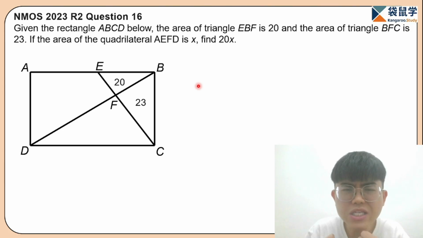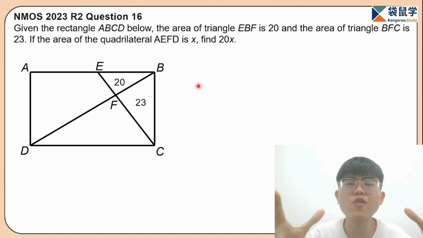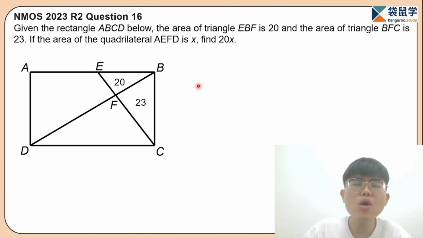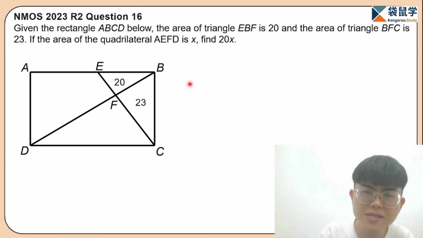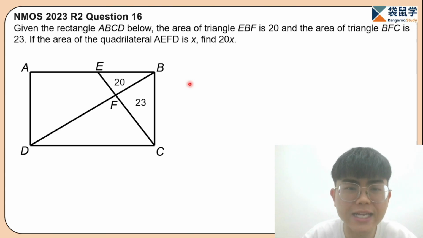You can see that in this question, we want to find the area of a quadrilateral. But we are not given any length, so we are not able to calculate it. We just have the area of these two triangles, and it seems like there is no relationship between them. So how do we solve this question then?